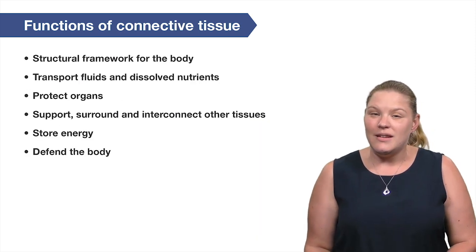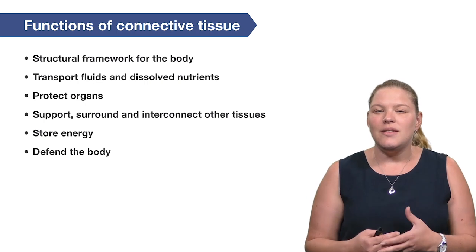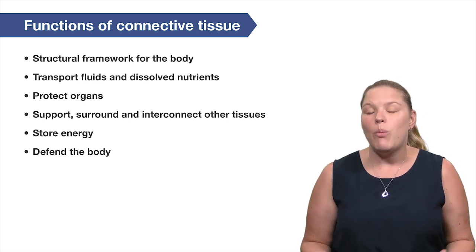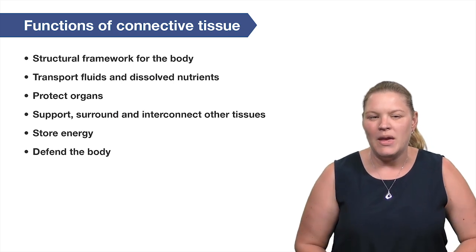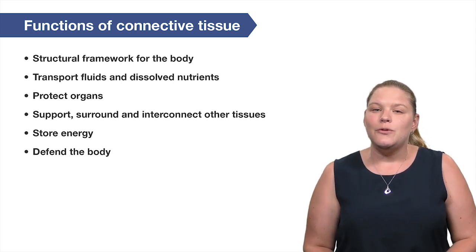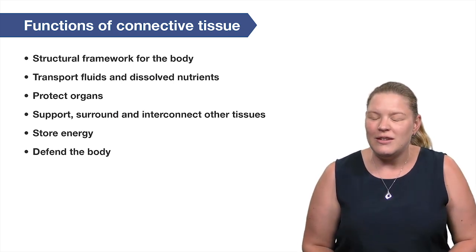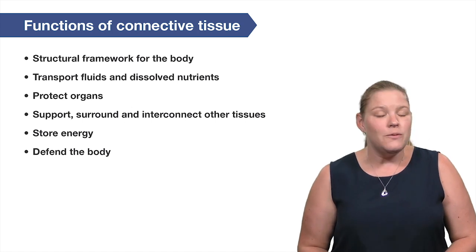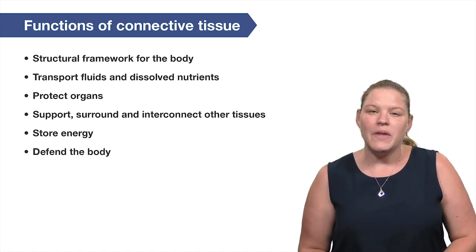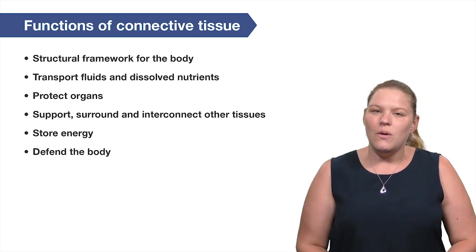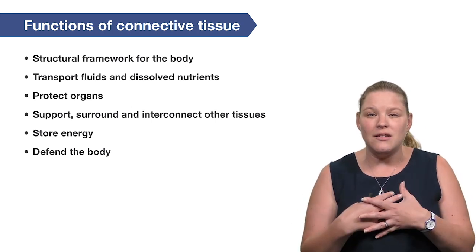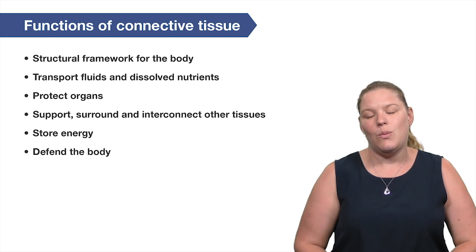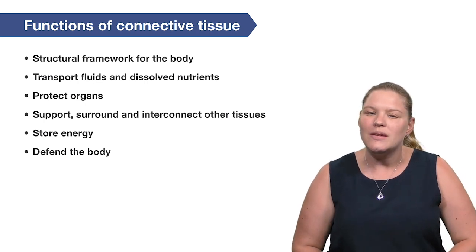So what is it that connective tissue does? Well, it is the structural framework of our body. It is our bones, it's our skeleton, so it's holding us up, helping hold us upright. It's involved in the transport of fluids and dissolved solutes and nutrients throughout the body, so blood itself is a type of connective tissue. It's involved in protecting our organs, so if you think about the functions of our skeletal system, we have a rib cage that is protecting our heart, for example, and so it's protecting those important organs.